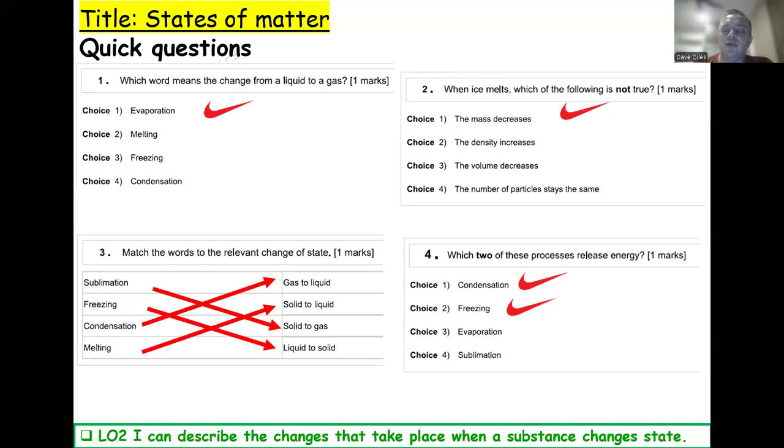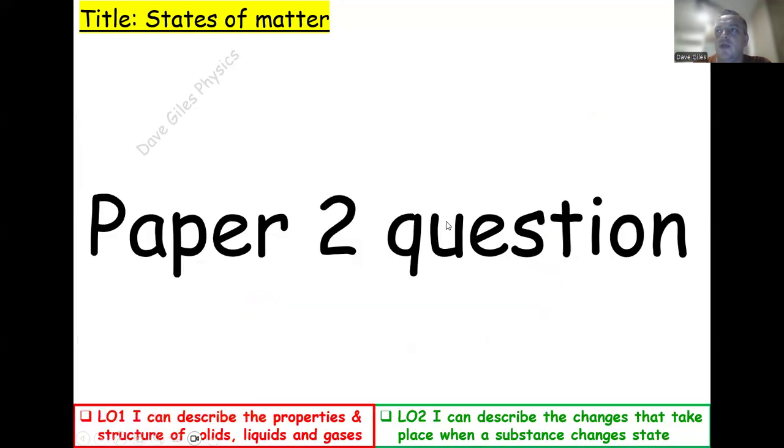Okay, so that's basically everything we've covered so far. That's the end of the second learning objective. So what I'm going to do now is put on some past paper 2 questions. These are questions from paper 2, the multiple choice section. This is related to both learning objectives. Again, I'll put each one on, give you a few seconds, and then put the answer up.